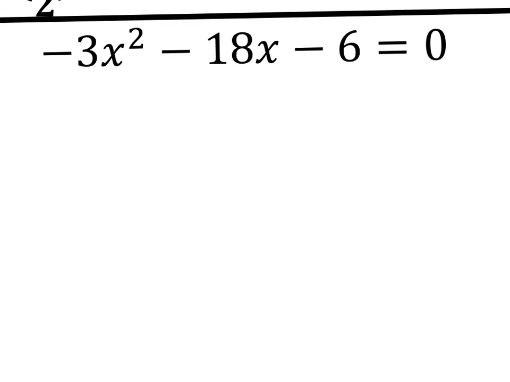Moving on to my next example, I see there is a negative 3 in front, so I'm going to divide everything by negative 3.